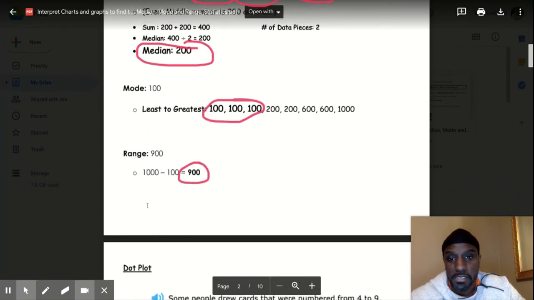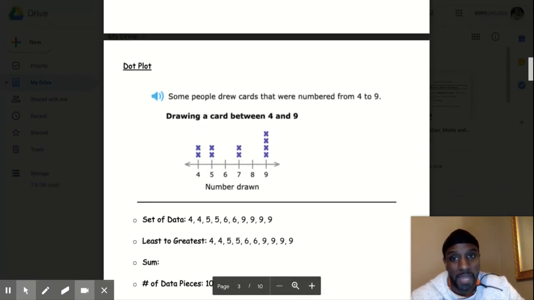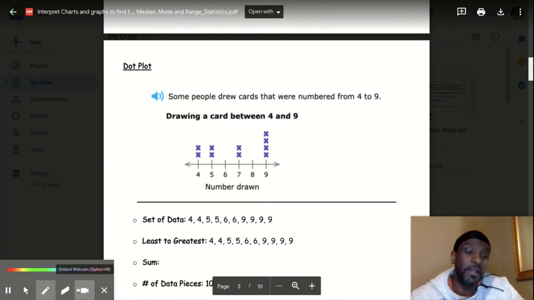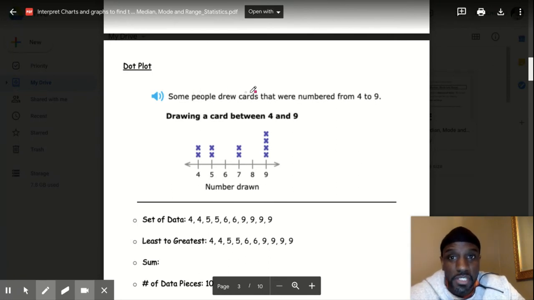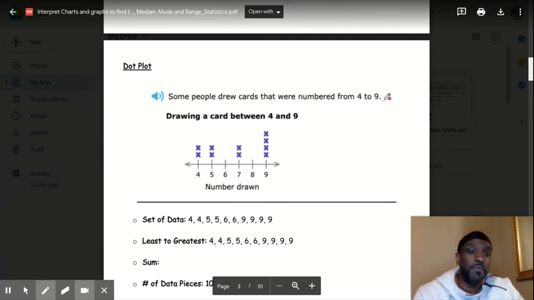So let's look here. Now we have a dot plot. With a dot plot, the first thing you do is collect the data, then put it in order from least to greatest, then find the sum, okay? So looking at this, some people drew cards that were numbered from 4 to 9.